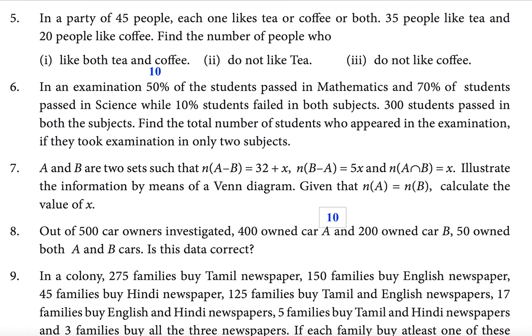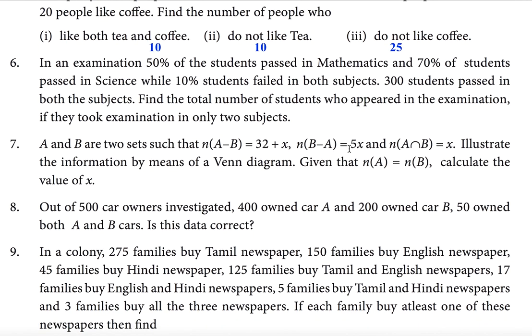10 do not like coffee. That means who drinks only tea. Only tea means 35 people like tea, 10 people drink both. So 35 minus 10 is nothing but 25. So this answer is 25. Okay, we can find the same answers using a Venn diagram as well. That is up to you which one you want to use.